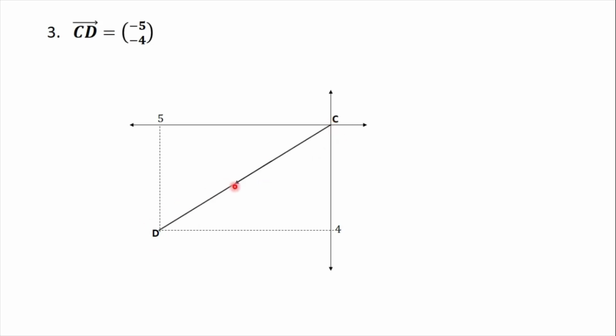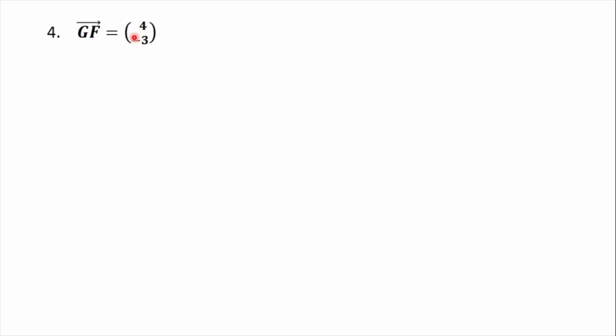Now look at the direction of the arrow. It's moving from C to D. So this also means that if you want to move from C to D, move 5 steps to your left, then move 4 downwards, and you'll be able to get from C to D. So you can see from here that the sign of the numbers gives us the direction in which we should move. Let's consider the next one, which is GF, 4, -3.